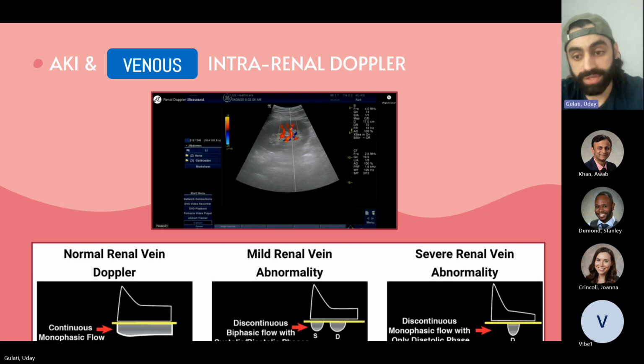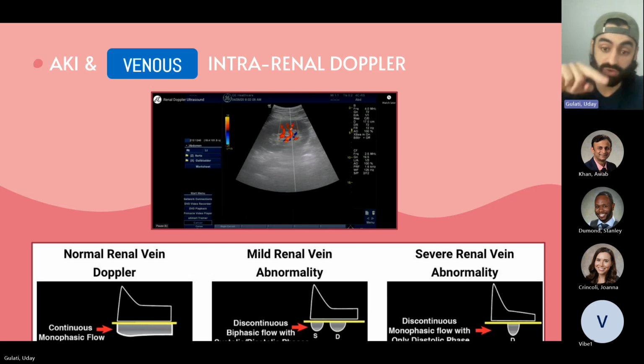So you go back to the venous system. If you are able to get your renal flows, your venous flows, you should normally see a continuous negative deflection. So below the baseline, you should see a continuous flow. If you start to see that there are little peaks under that negative deflection, that means you're seeing a pulsatility pattern in your renal vein. And that, by definition, indicates severe congestion.